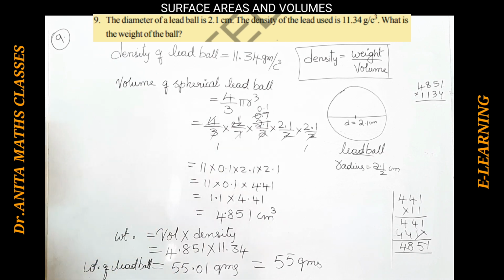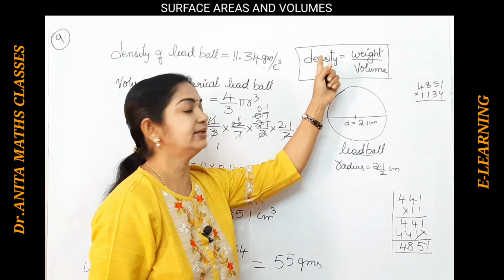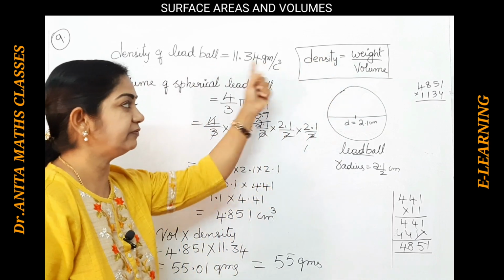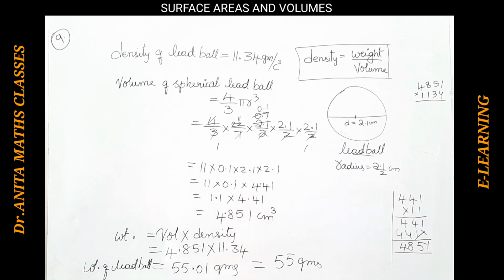So what we have done? We have calculated the volume of the sphere and multiplied it by the density given in the problem. We found out the weight of the lead ball. Please pause it and note it down. Let's see the next one.